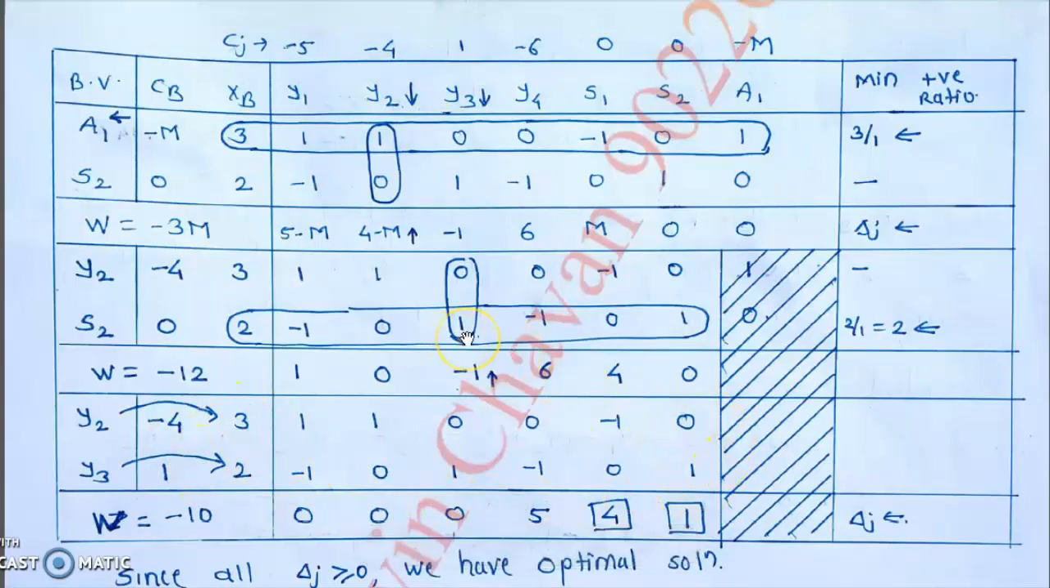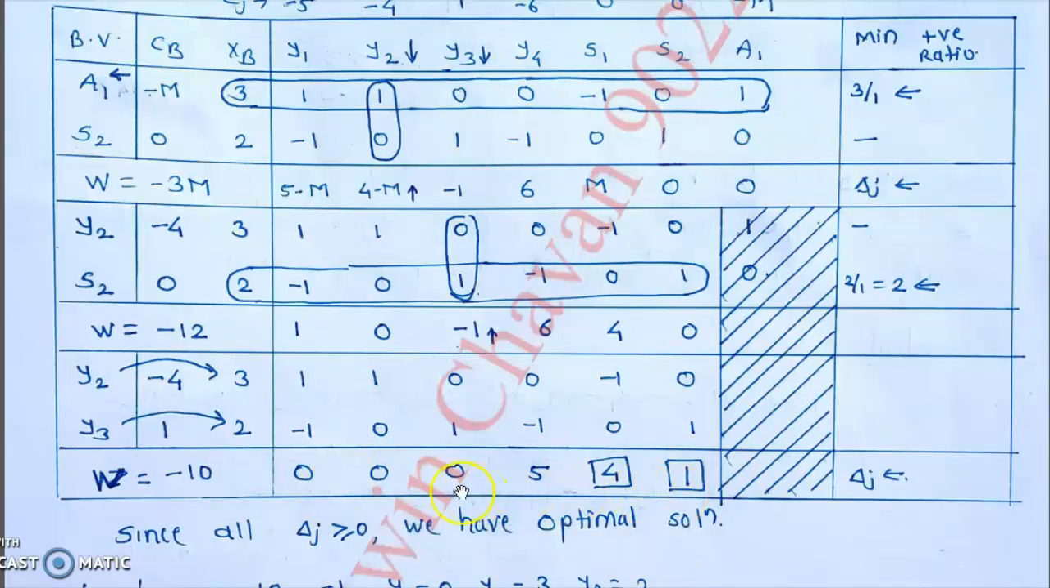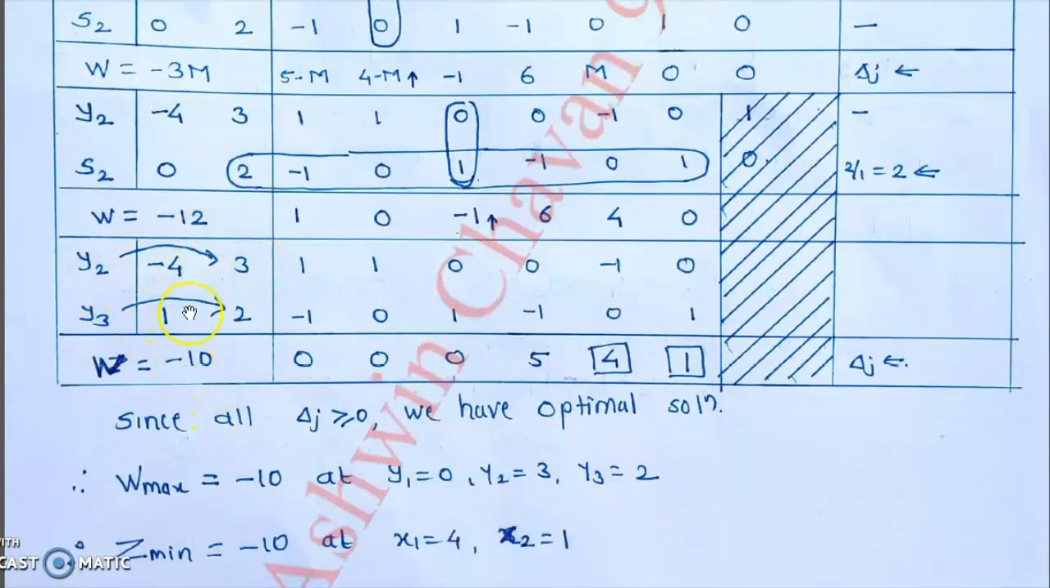Again the next table is formed. We want the key element 1, which is already there, so the second row is carried as it is. We want the other elements in the key column to be 0, which they already are, so the first row is also carried as it is. Then we calculate W using minus 4 into 3 plus 1 into 2, which gives us minus 10, that is minus 12 plus 2, minus 10, and all delta J's using the method like the previous step. So we get 0 0 0 5 4 1. Since all delta J's are 0 or positive, we are at the optimal solution. So W max is minus 10 at y2 equal to 3 and y3 equal to 2.